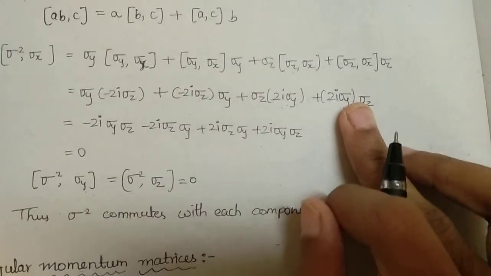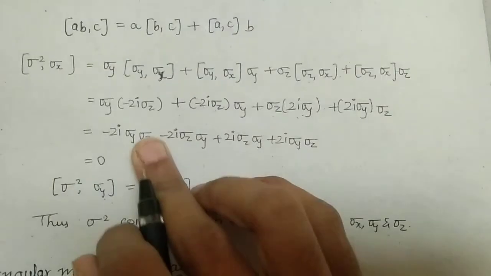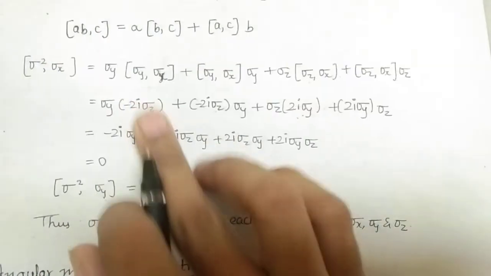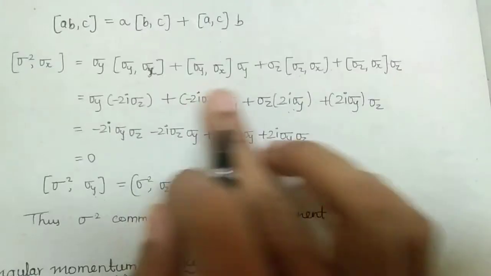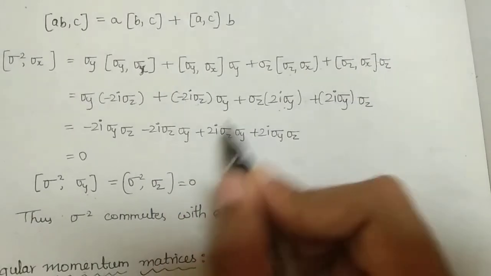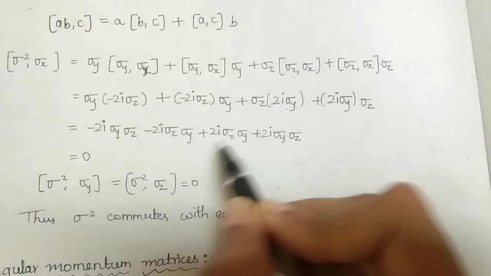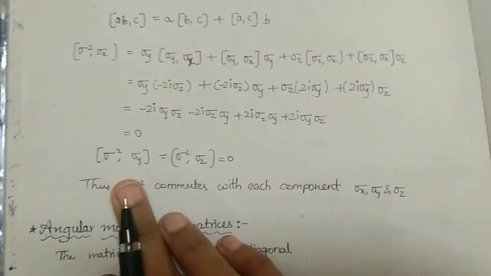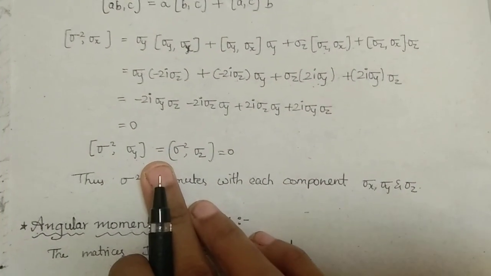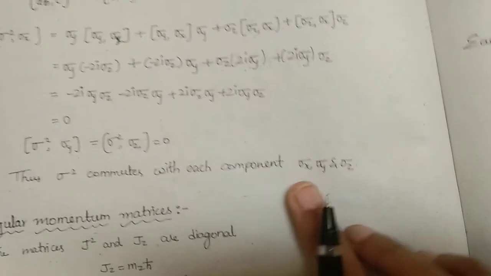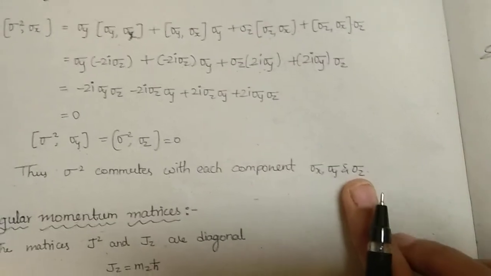So finally if we do multiplication, we will get it in this manner. So sigma y sigma z: sigma y is on the left, sigma z on the right. Here sigma z left, sigma y right. In the same way here also, if we do, finally all of them would get cancelled. This term with this, and this with this. Finally 0 would be remaining. So commutation of sigma square, sigma y or sigma square comma sigma z would be equal to 0 in the similar manner. Thus sigma square commutes with each component, that is sigma x, sigma y, sigma z.